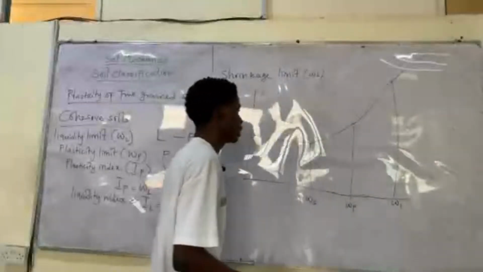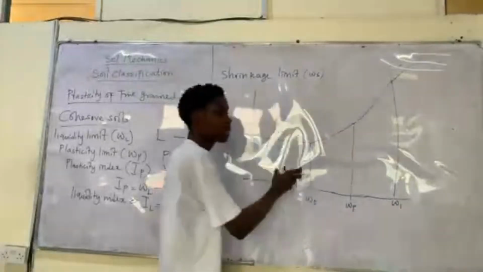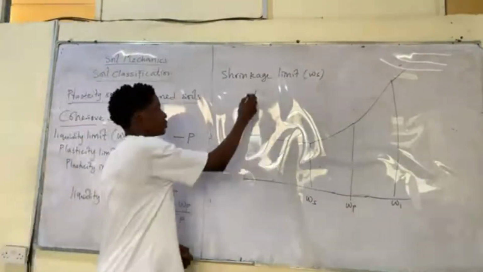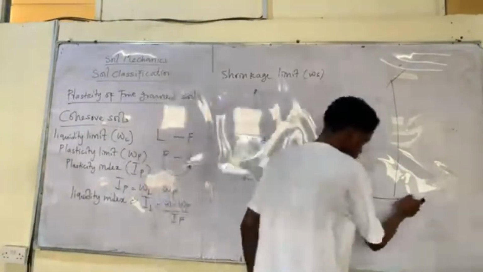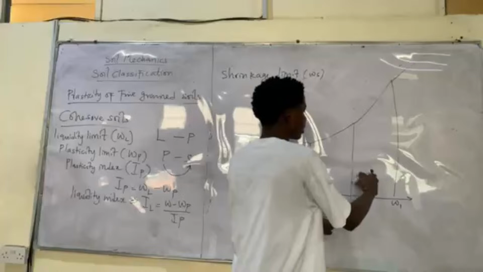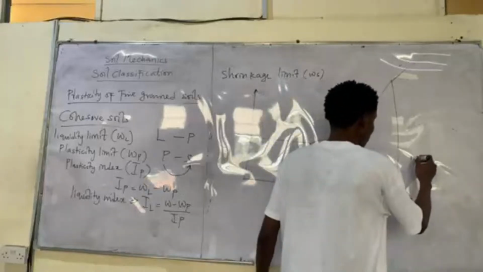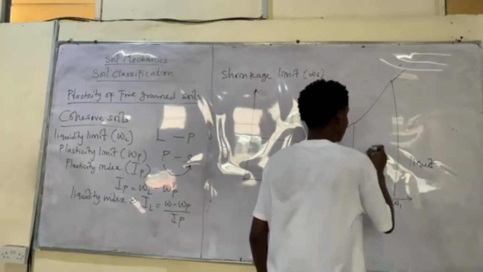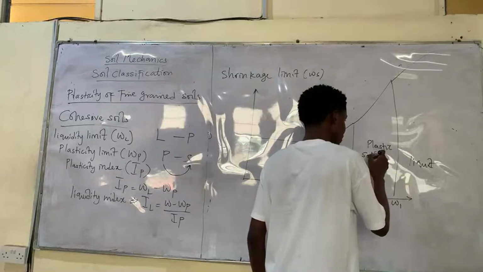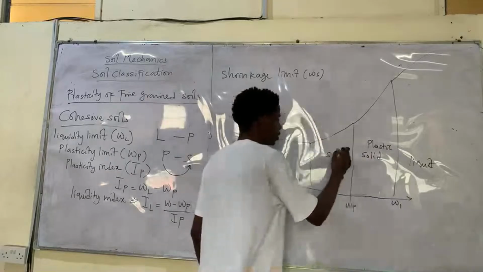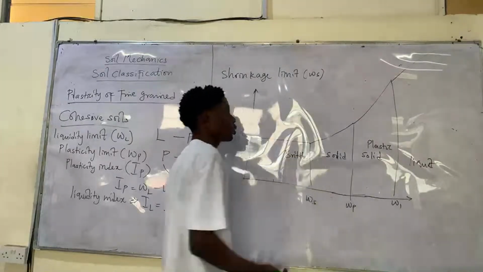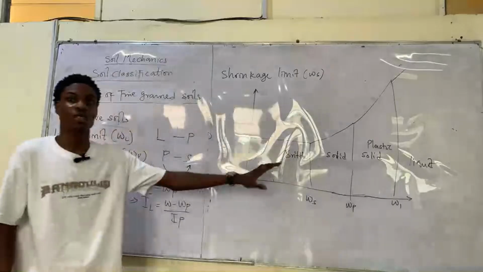So, this is the liquid limit. This is a graph to represent these points that we've been talking about. From the liquid limit to the plastic limit, basically, at this point it is a liquid. This one is a plastic solid, then solid, and then brittle. So, this is a graph to represent all these things that we've been seeing.